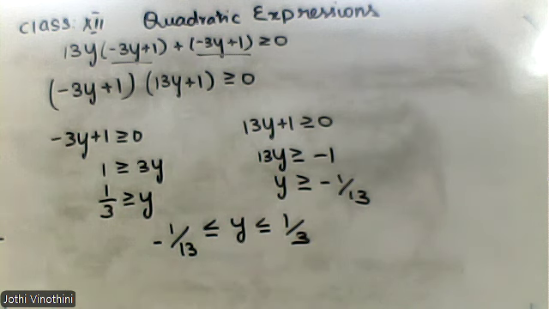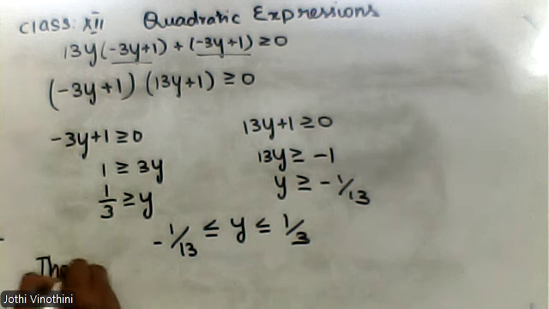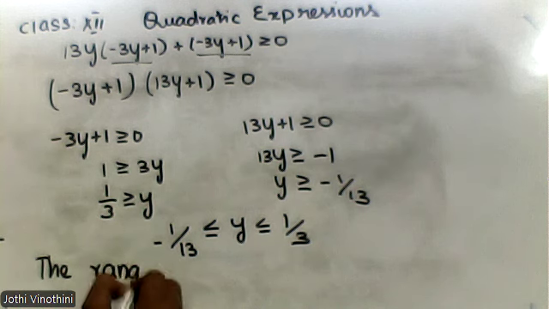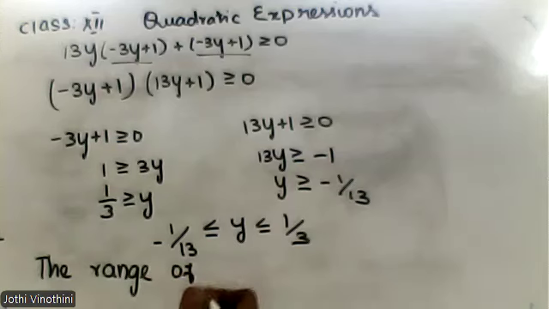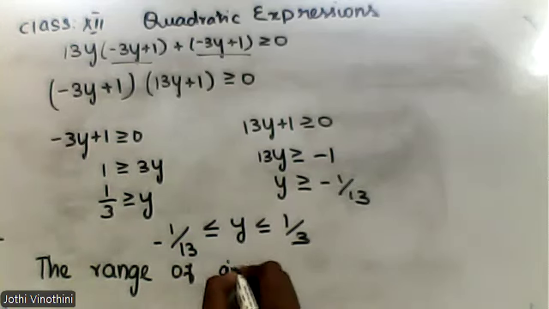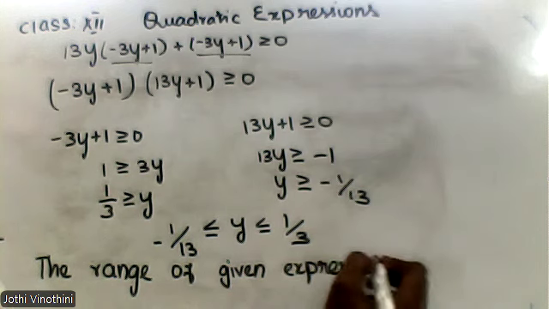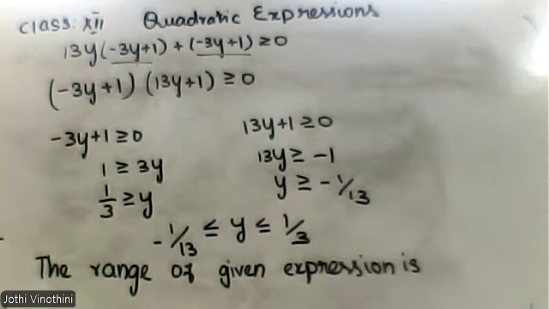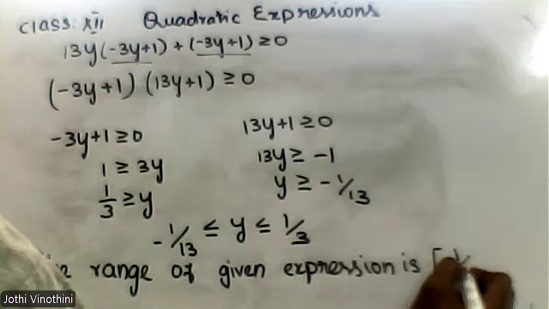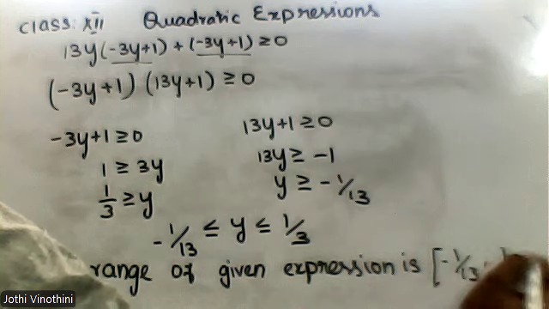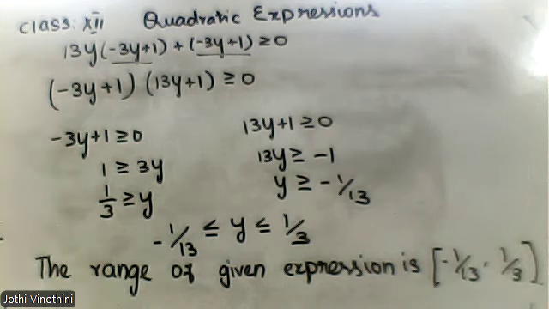Shall we write this clearly? Yes. The range of the given expression is minus 1 by 13 comma 1 by 3. Clear? I hope you all are clear with this sum. So I will give you half a minute so that you can copy this and we will move to the next sum. Clear?